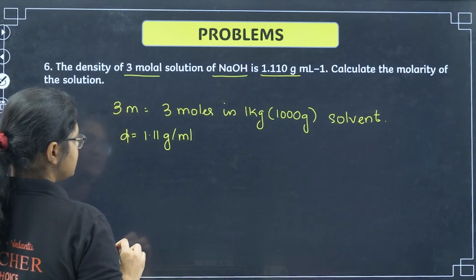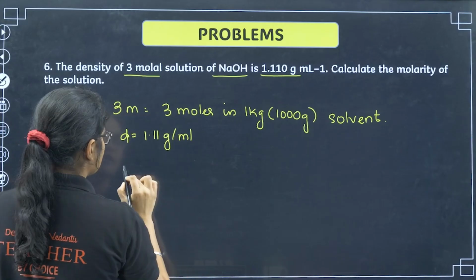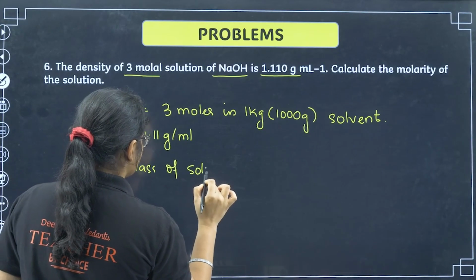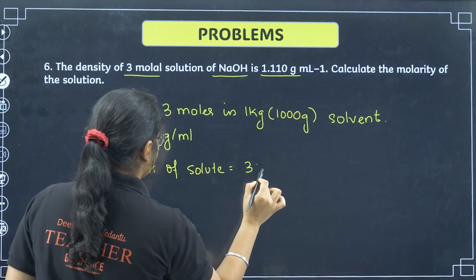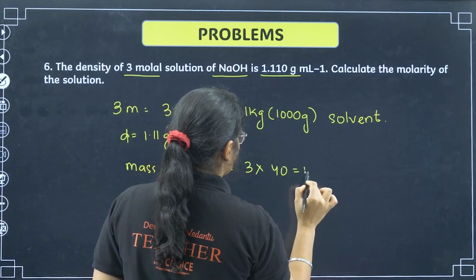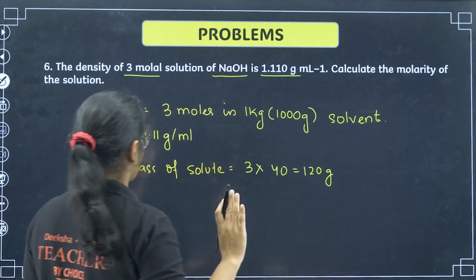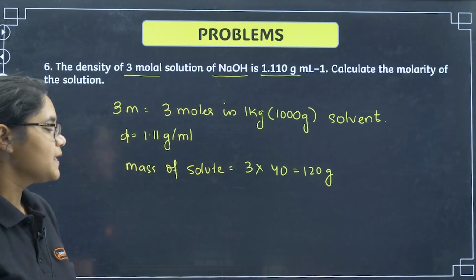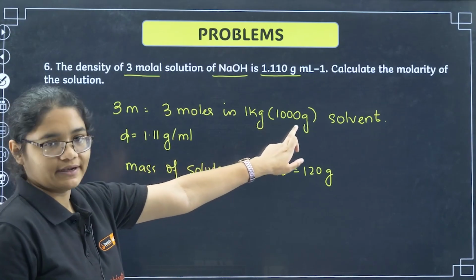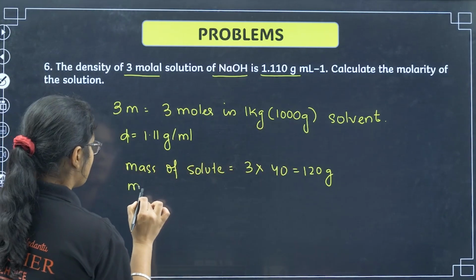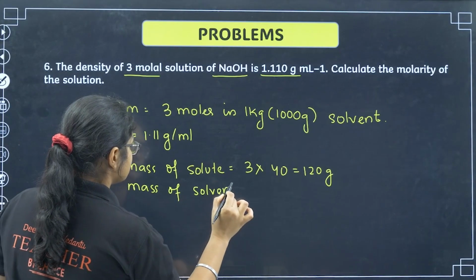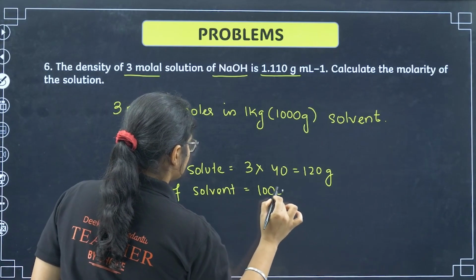Okay, so now you see here, you have mass of the solute. Again, I can calculate mass of the solute. Mass of the solute is 3 into the mass of NaOH, which is 40, so that is 120 grams. I got the mass of the solute from here. Next, what I can get? I have here mass of the solvent. Mass of the solvent is already 1 kg, or 1000 gram.